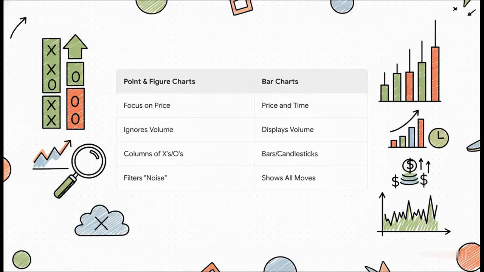So this table really breaks it down nicely. Your typical bar charts, they're tracking price, time, volume, every little wiggle. But point and figure, nope. It focuses only on significant price moves, filters out all that noise, and uses these simple columns of X's and O's to tell the story.